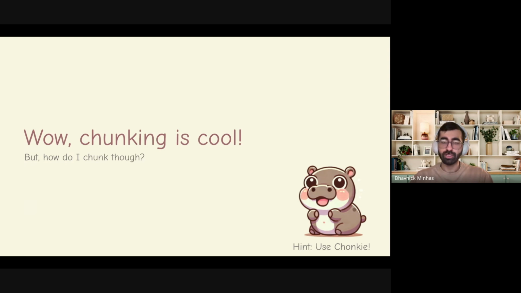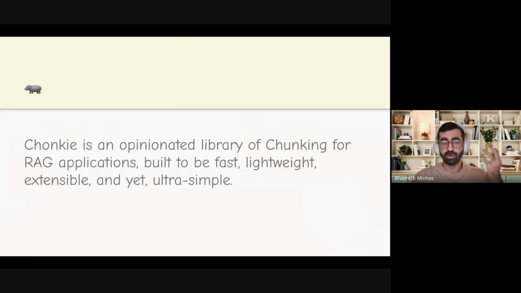And that's where Chonkie comes in. Chonkie is just an opinionated library for chunking, opinionated in how chunking should be. It should be fast, it should be lightweight, it should be extensible, and it should be ultra simple, or at least it tries to be ultra simple, such that very little documentation is needed for it. It's apparent out of the box why or how you would use it. Of course, we do documentation, can't avoid it, no matter how much I try to. But yeah, that's what it tries to be.